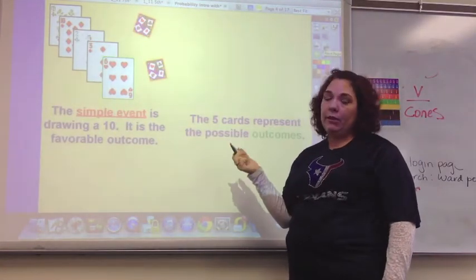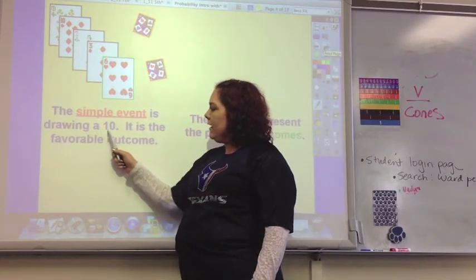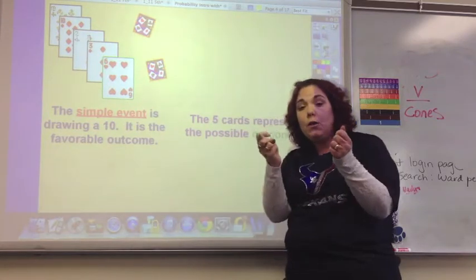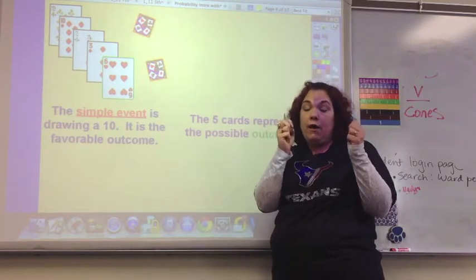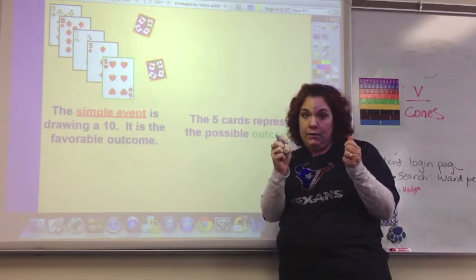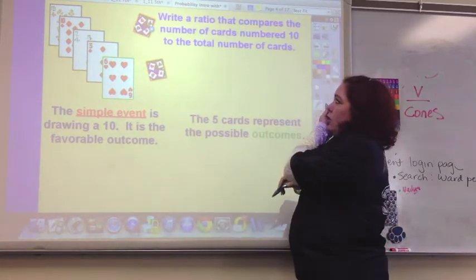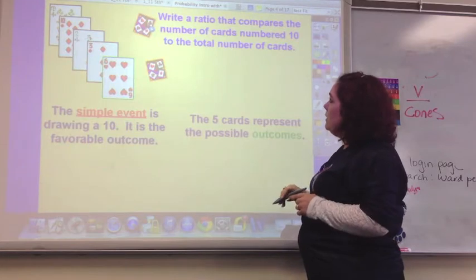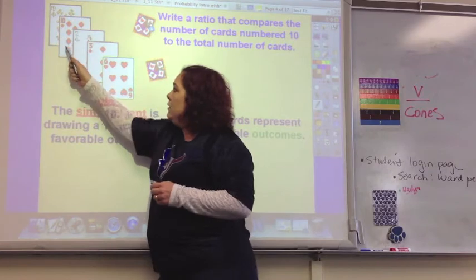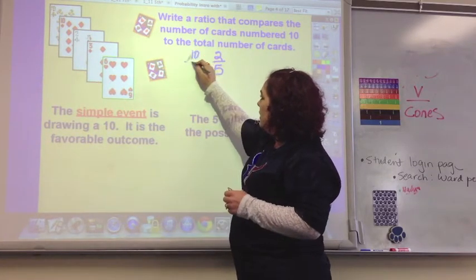So let's start by looking at cards. It says the simple event is drawing a 10. It is the favorable outcome. So someone is holding up these 5 cards, and they're not facing you, and you want to draw a 10, okay? So the question is, write a ratio that compares the number of cards numbered 10 to the total number of cards. Well, there's 1, 2 10s out of 5. That's 10s out of cards.